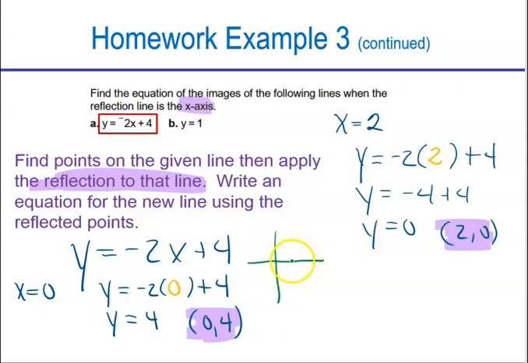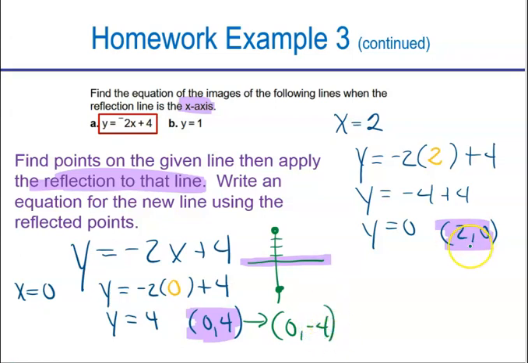Okay, so (0, 4) is right here. That's (0, 4). If I reflect that through the x-axis right here, it's going to come down here and it's going to be (0, negative 4), right? Remember the rule: when you reflect through the x-axis, the y-coordinate goes opposite.